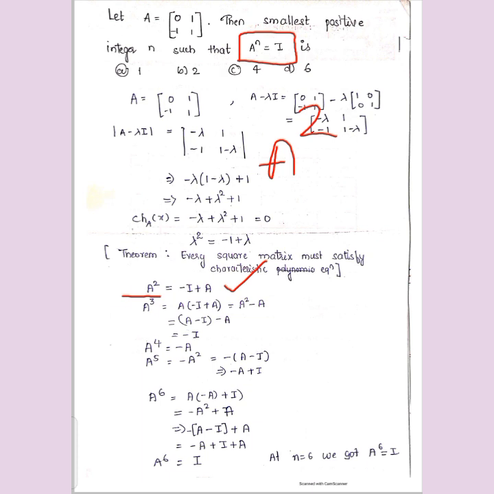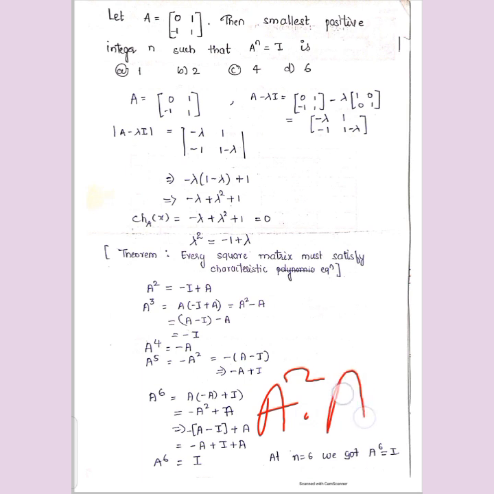So here for n equal to 2, I haven't got the identity matrix. I got minus identity plus A. Now multiply the A on both sides of this equation. What are you going to get? A square into A will become A cube. And multiply the A with the right hand side, it will become A into minus I plus A.